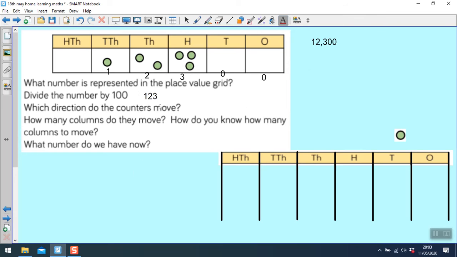Which direction do the counters move? They move to the right. How many columns do they move? They move twice. And how do we know how many columns to move? If you're dividing by 100, because there's 2 zeros in the number 100, you move it 2 places to the right. So what number do we have now? 123.